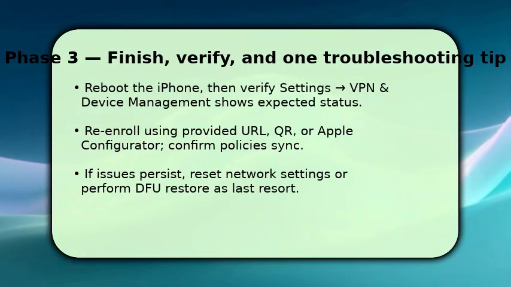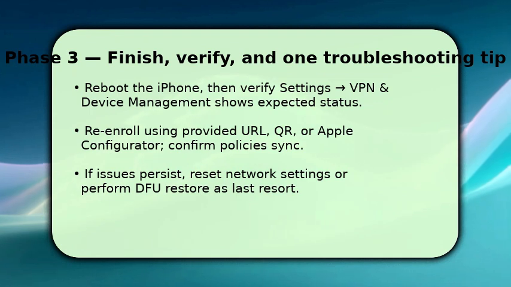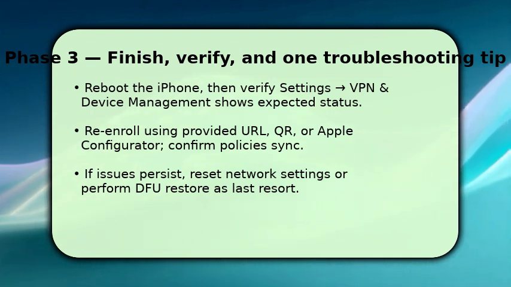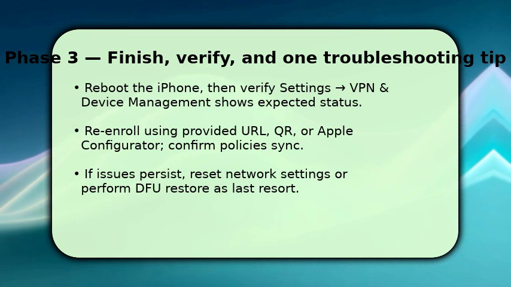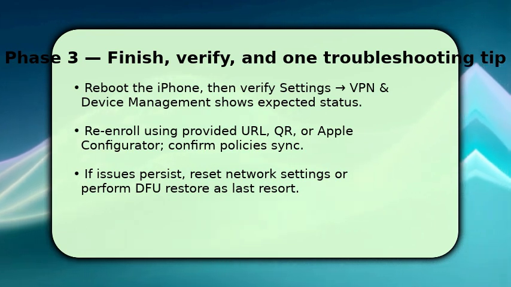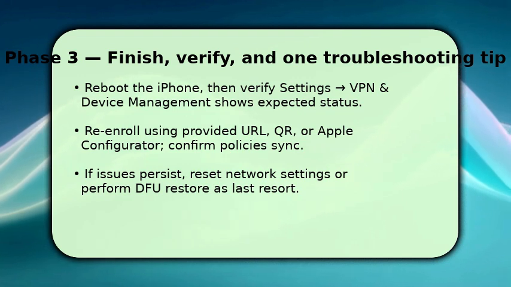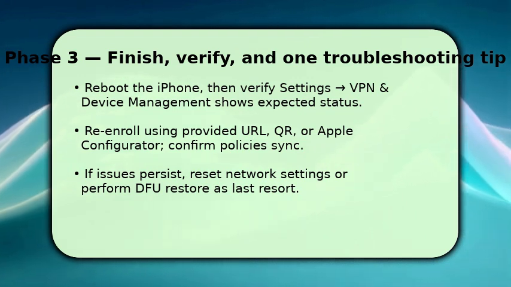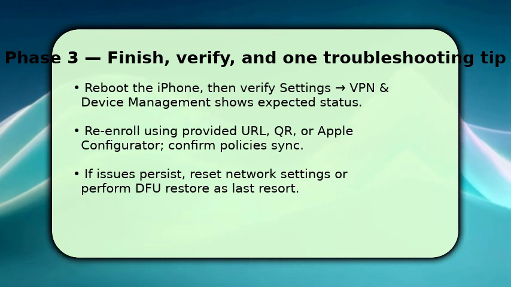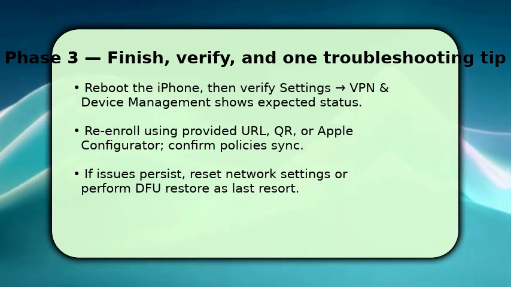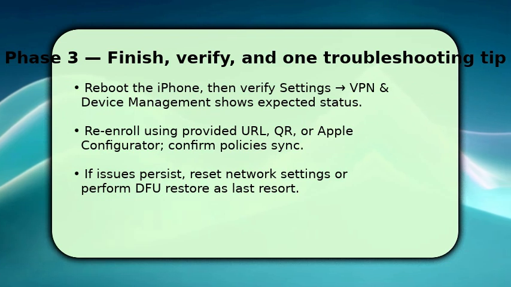Finish by rebooting the iPhone and confirming the management status in Settings, then VPN and Device Management, so you know the change stuck. Re-enroll using the provided MDM URL, QR code, or Apple Configurator. Allow time for profiles and policies to sync because some profiles push in stages. If the device still misbehaves, reset network settings to clear cached policies.